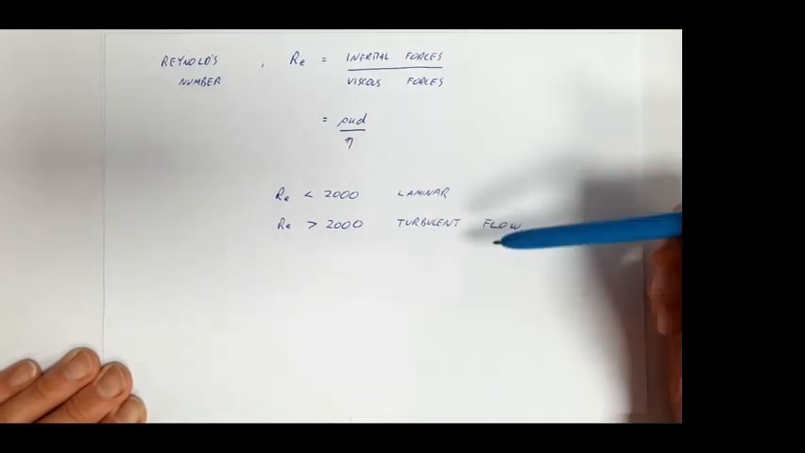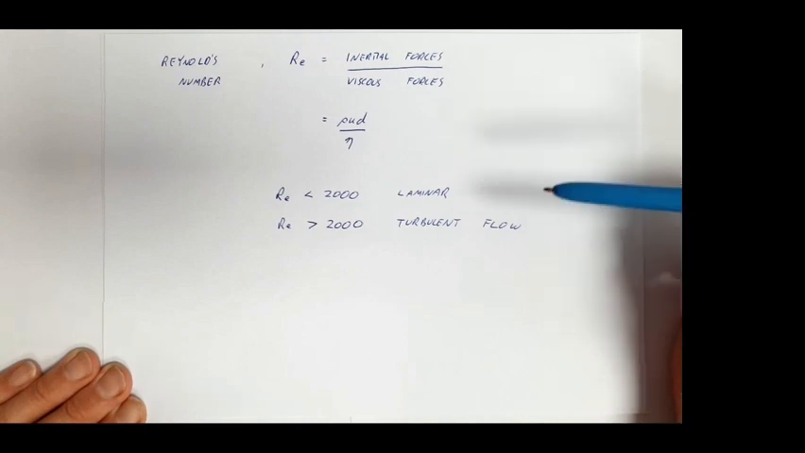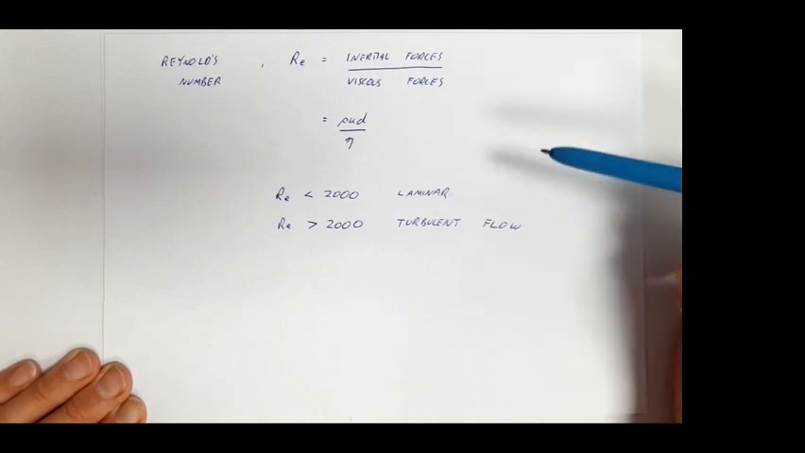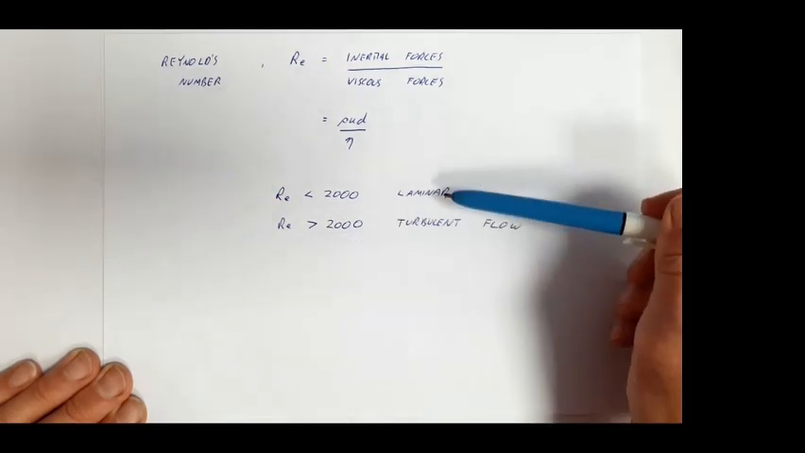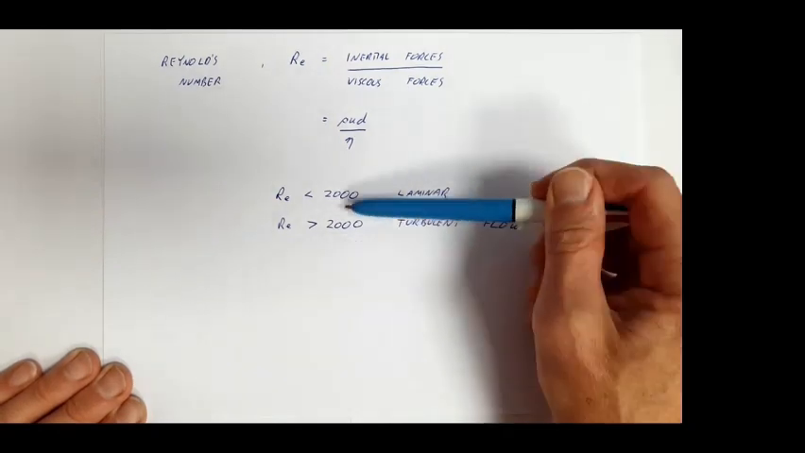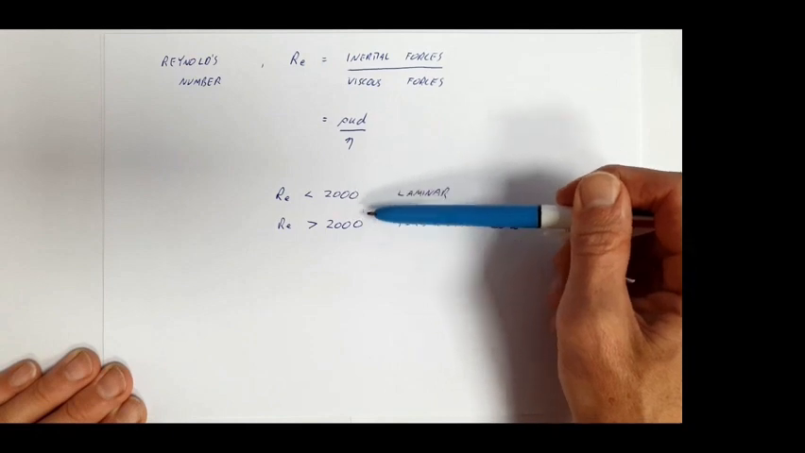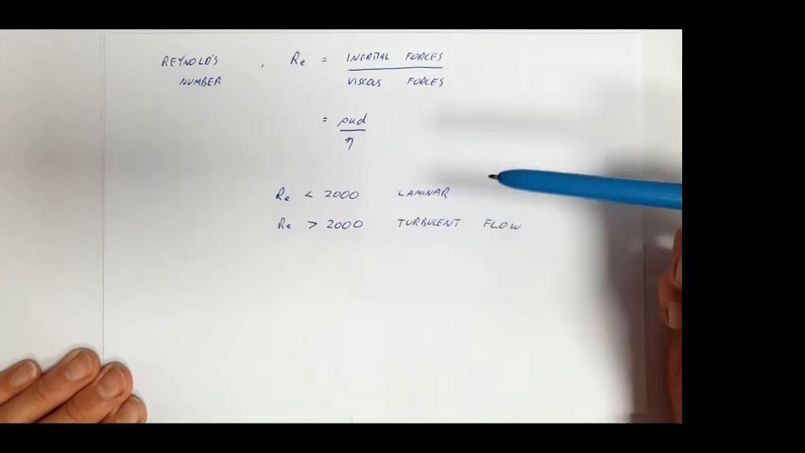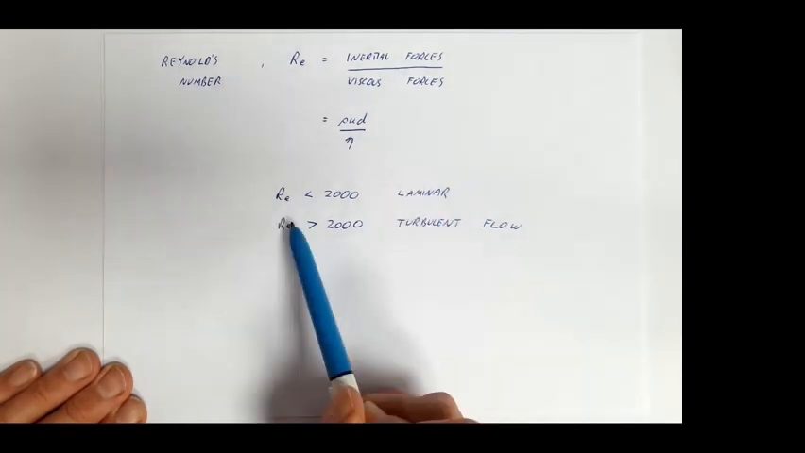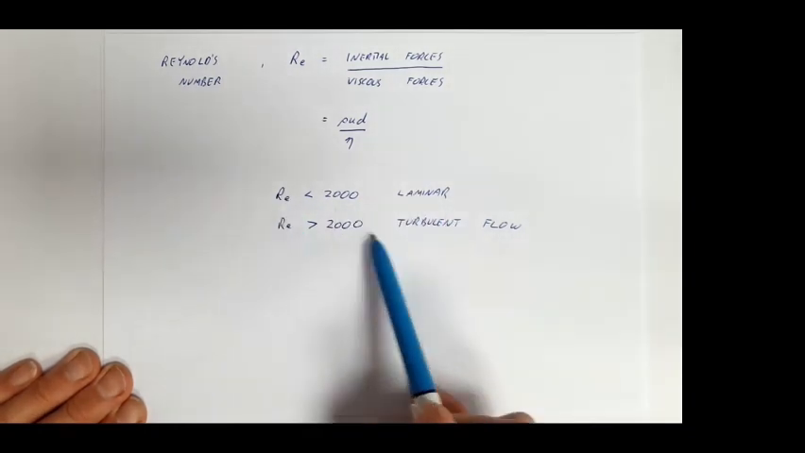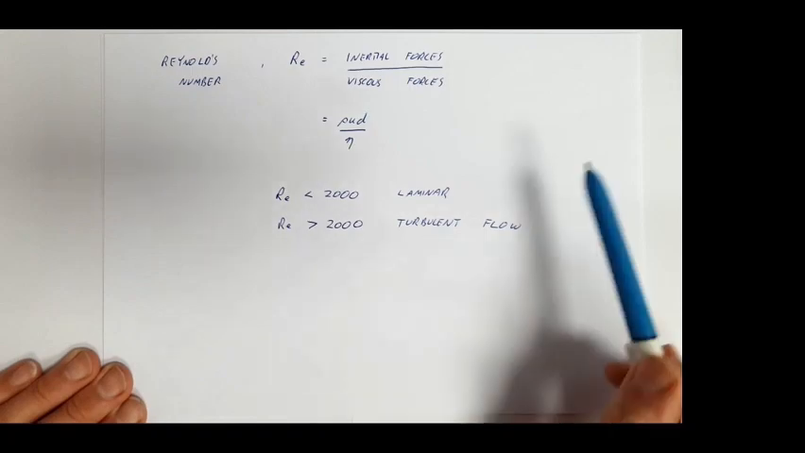Clearly, that's going to change slightly dependent on the fluids and the applications. Clearly, there's going to be a transition region where we've got a mixture of laminar and turbulent flow when our Reynolds number sits somewhere around 2000. But if it is quite low, we would expect laminar flow. And if it is quite high, we would expect turbulent flow.